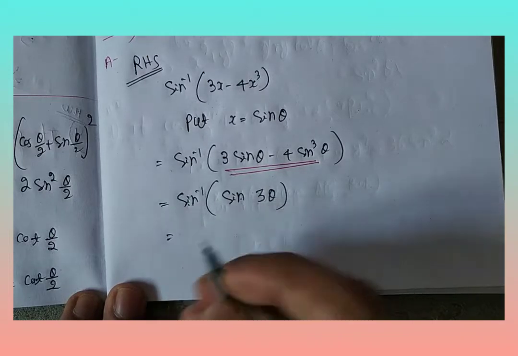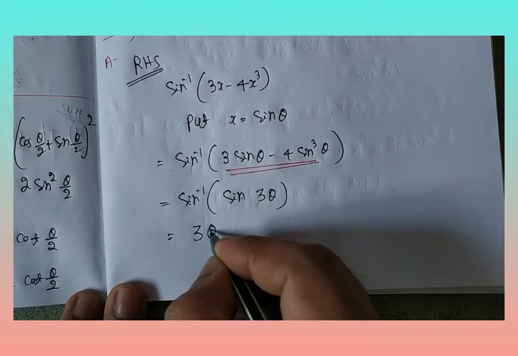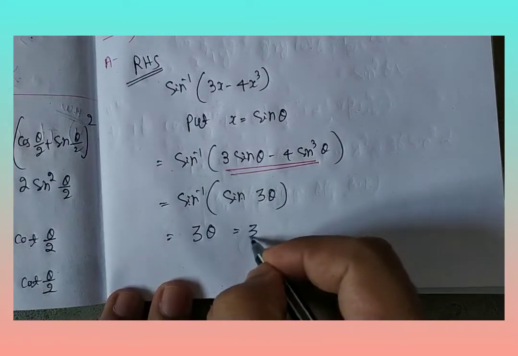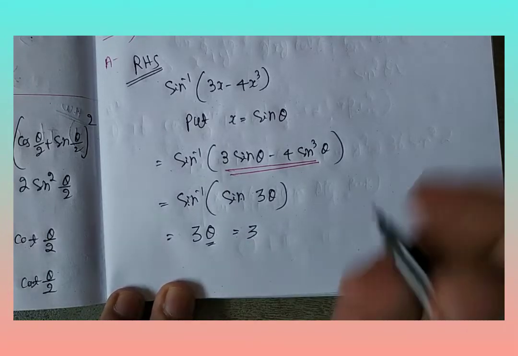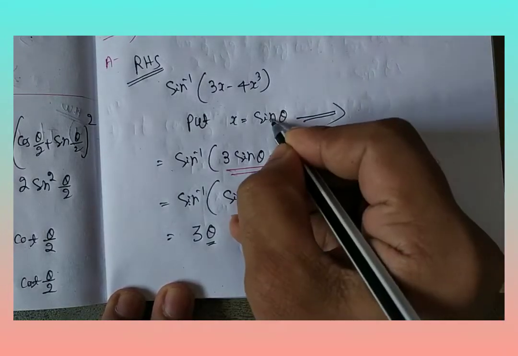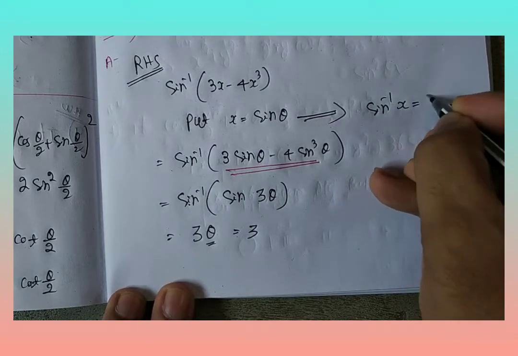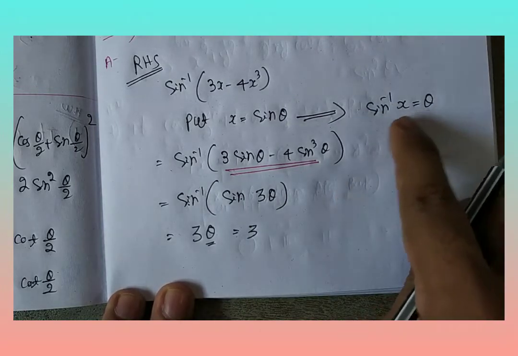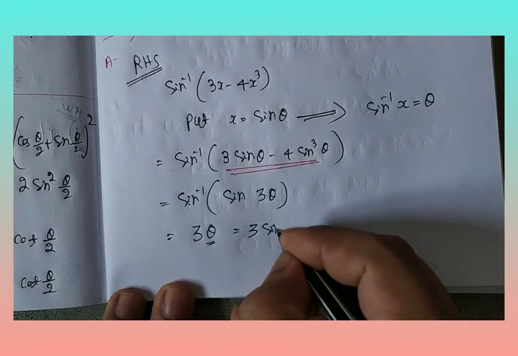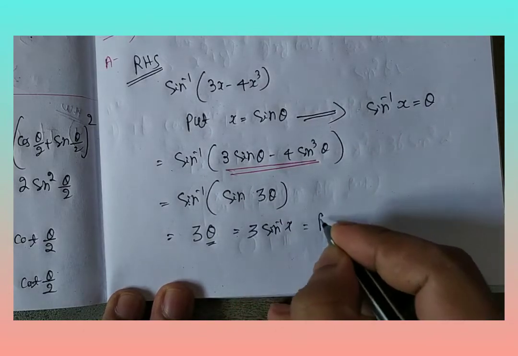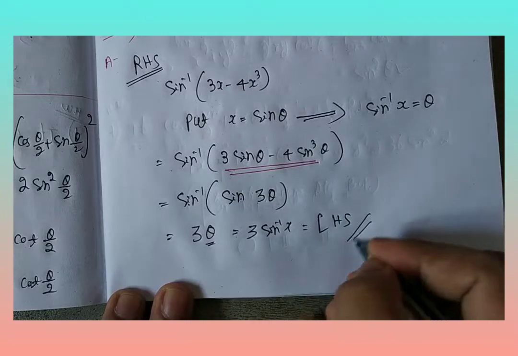Now sin inverse and sin cancel with each other. We will get only 3 theta. That is, 3 times we have to put the value of theta. From here, take the 3 to the other side. It becomes sin inverse. Now what is the value of theta? Theta equals sin inverse x. Put it here. This is equal to the left hand side. Hence proved.